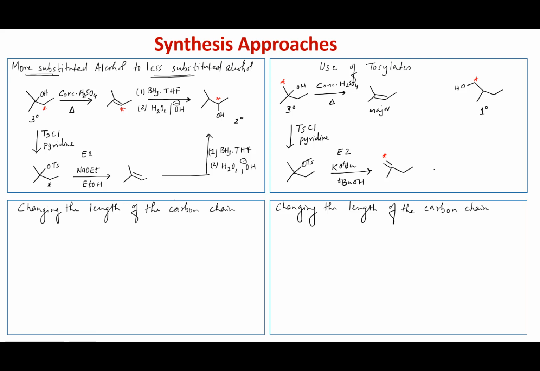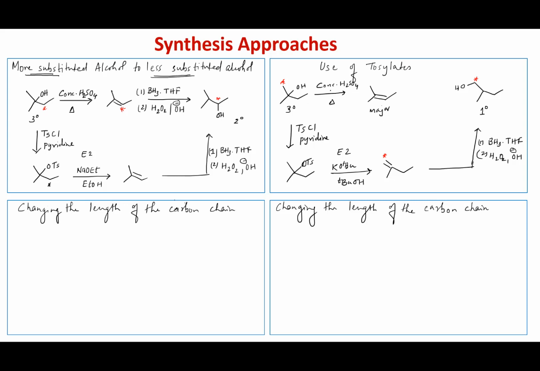And now that I have this less substituted alkene, what I can do is a hydroboration oxidation, with borane, to get, not the primary alcohol, I misspoke, on the alkene, the less substituted alkene. I do a hydroboration oxidation on this less substituted alkene to make the primary alcohol that I want.